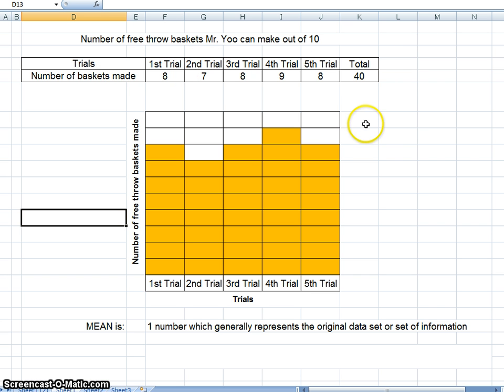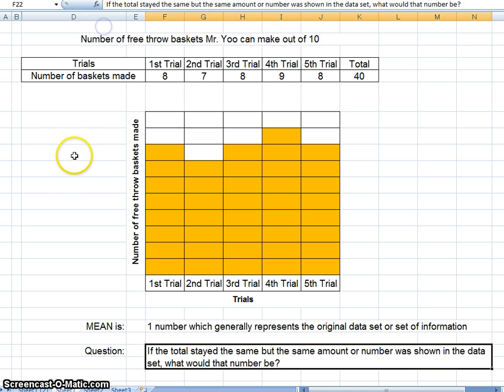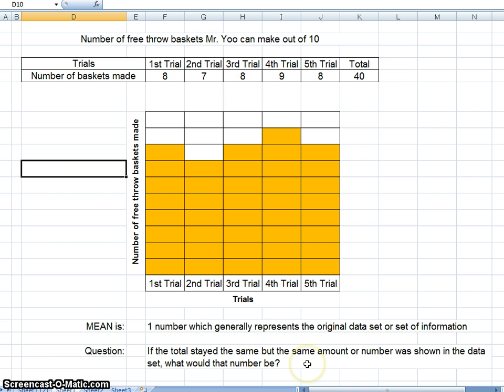this data set here? Well, in order for me to identify that number, I have to think about this question. And that question is, if the total stayed the same, but the same amount or number was shown in the data set, what would that number, or I guess amount, be? If you need to pause here and think about this question, please do, because this question is really important for us to figure out what the mean number is. So I'll read the question one more time.